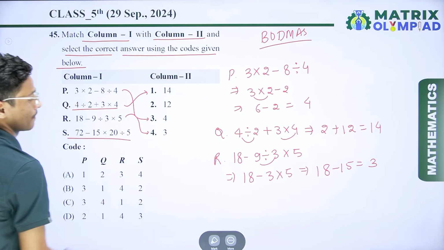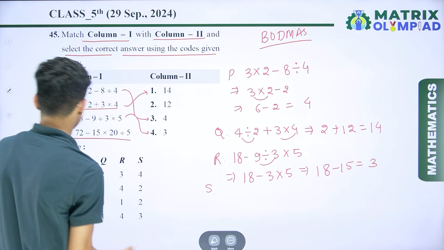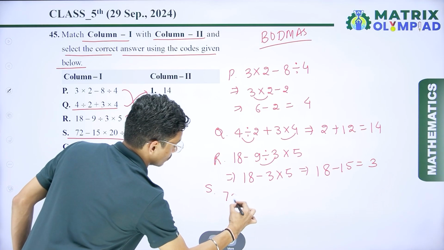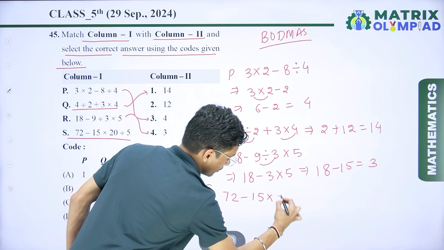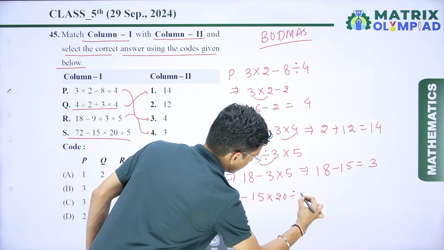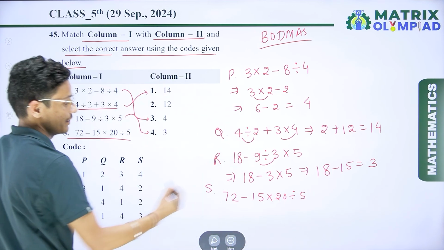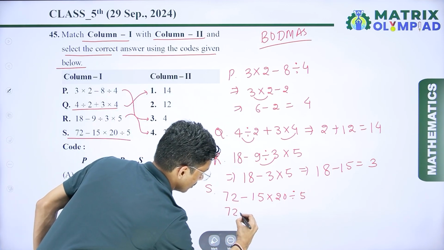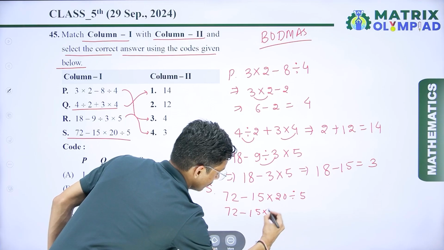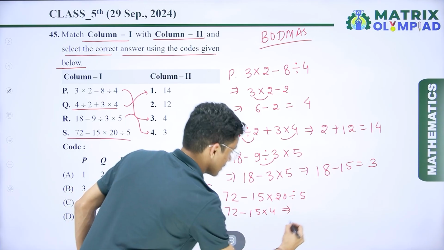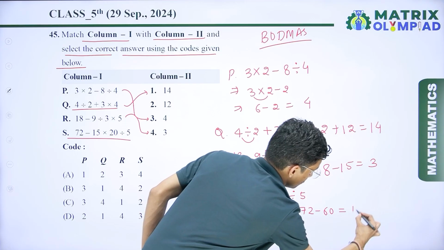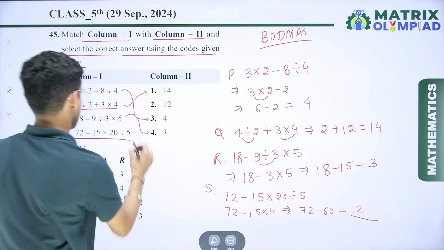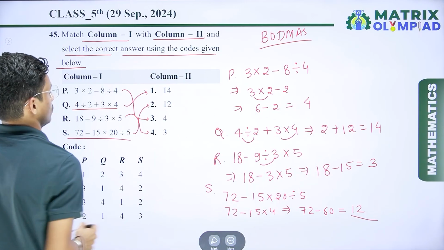And last one, that is S. So here 72 minus 15 multiplied by 20 divided by 5. So I divide here. So I can say that 72 minus 15 multiplied by 4. So 15 times 4 is 60. So 72 minus 60, that is equal to 12. So check, S is connected to 2.